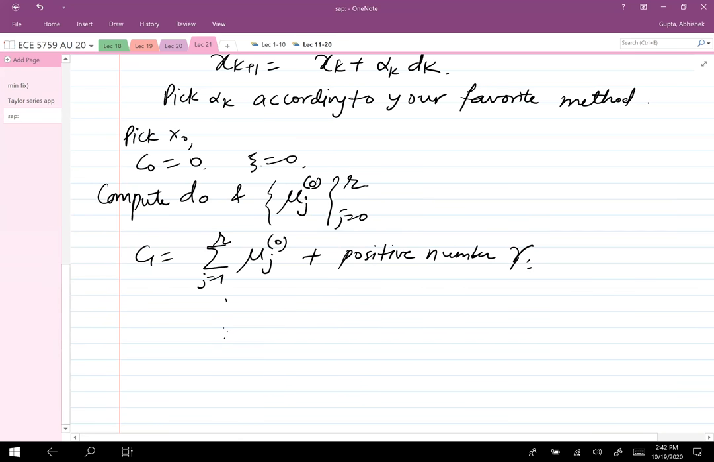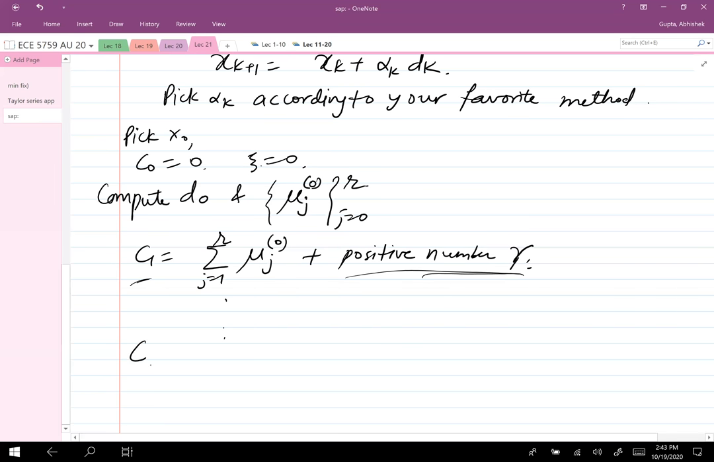Okay, and keep repeating this all the time until you see that the value of C has stabilized. So you don't go all the way to infinity. As long as you see that the value of C has stabilized, you drop this positive number gamma and you let the algorithm run with that kind of estimate of C. But certainly C should always be greater than the sum of Lagrange multipliers for the previous iteration.